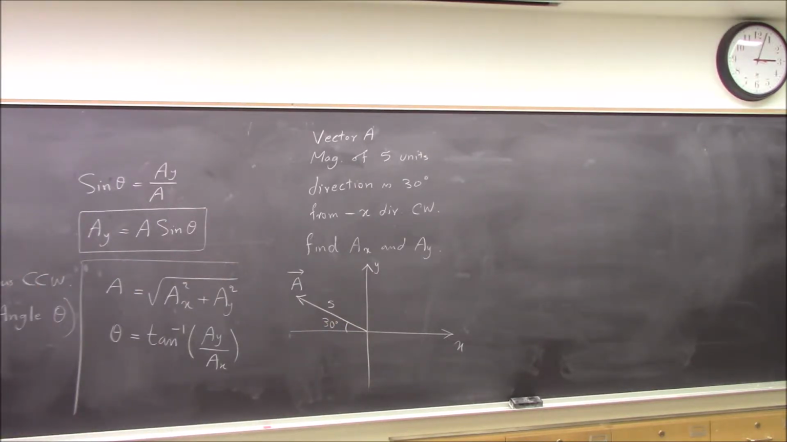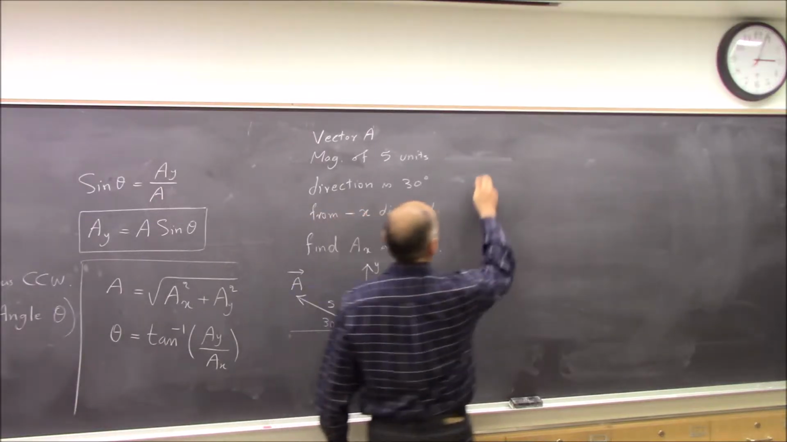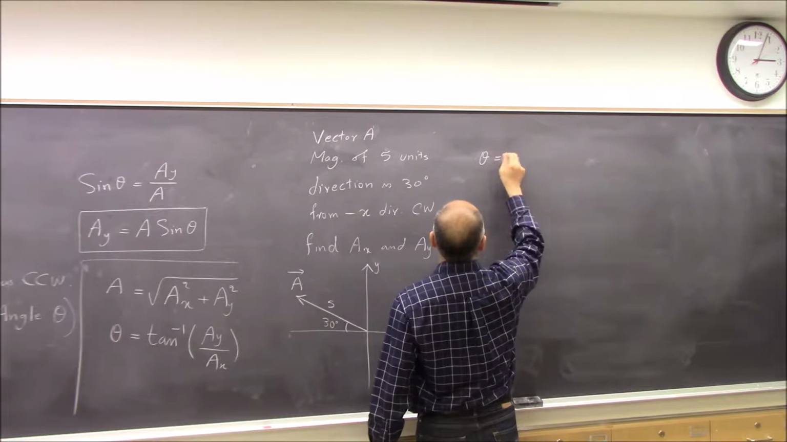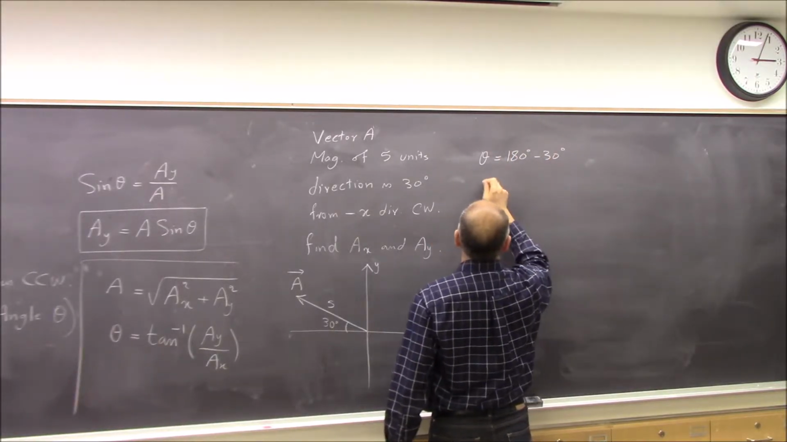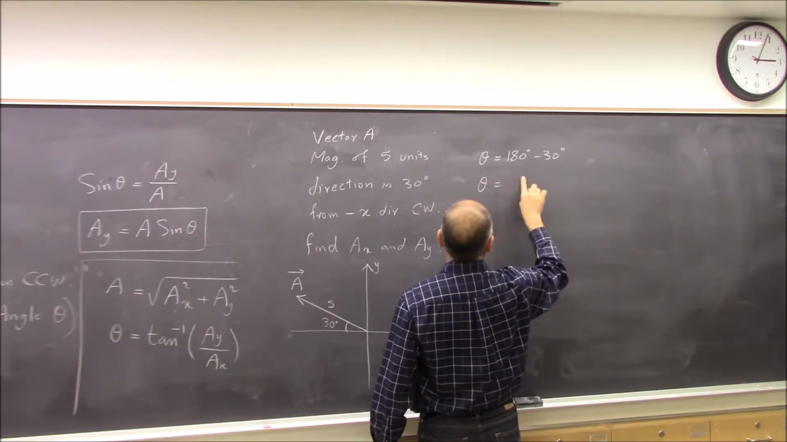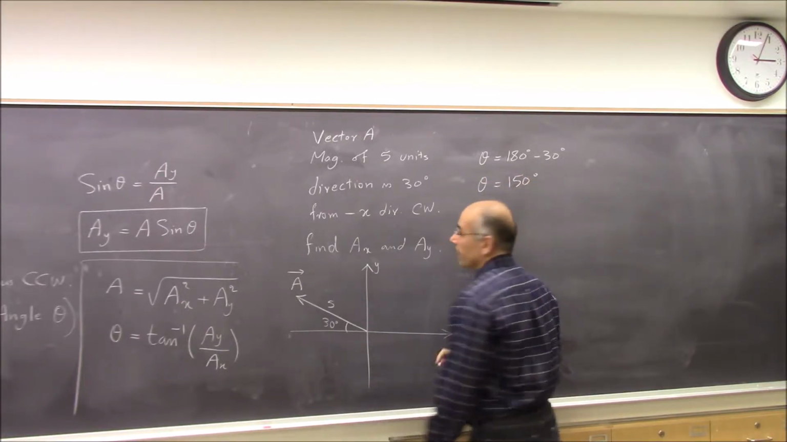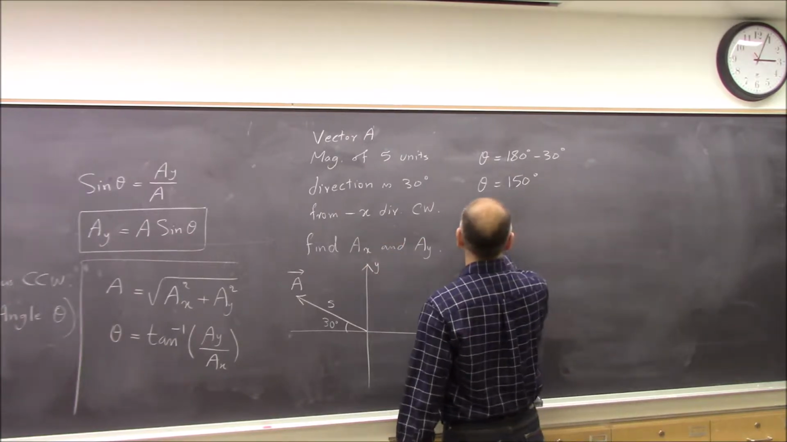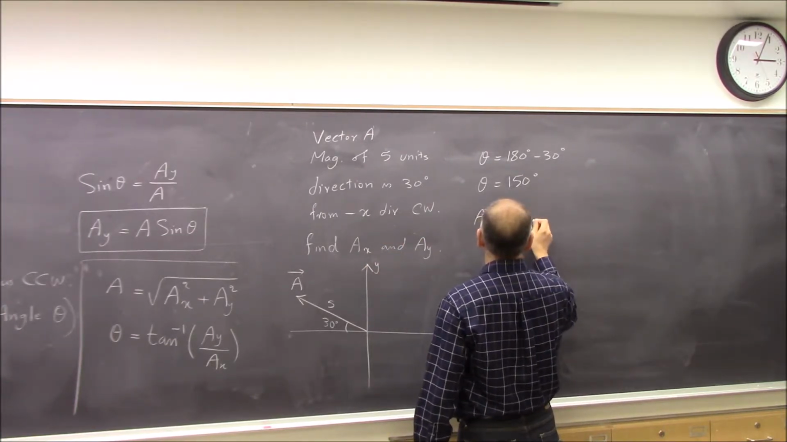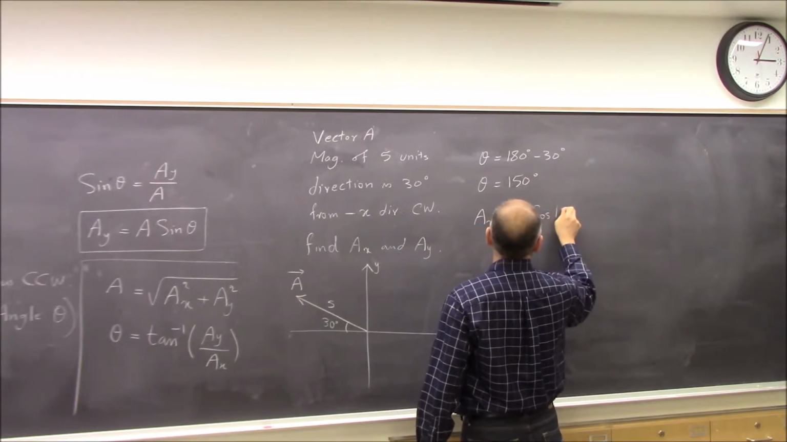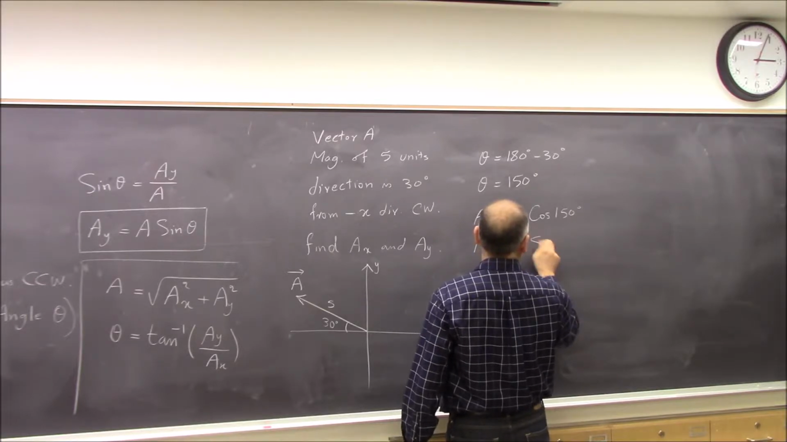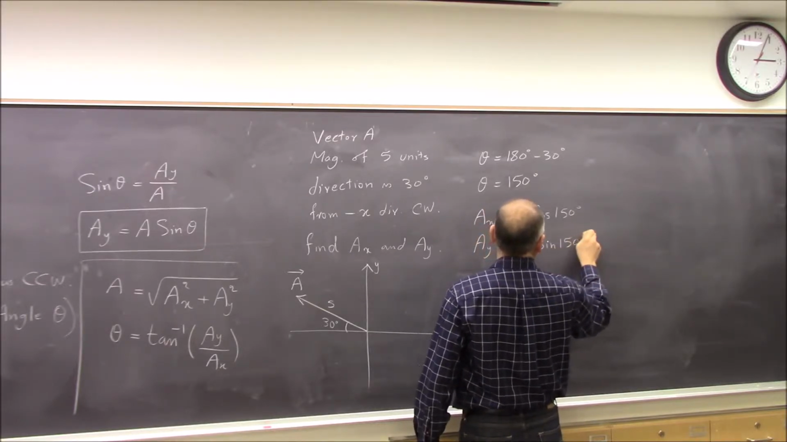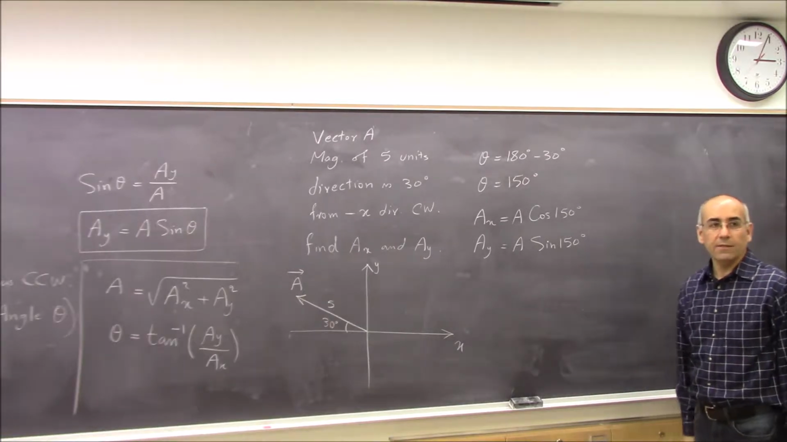So how do I find the component? Yeah, 5 cosine 150, 5 sine 150. That's right. So theta, standard, is equal to 180 minus 30, so theta is 150. Then you can just use those equations. Ax is the magnitude of A cosine 150, and ay is magnitude A sine 150, because now 150 is the standard angle.